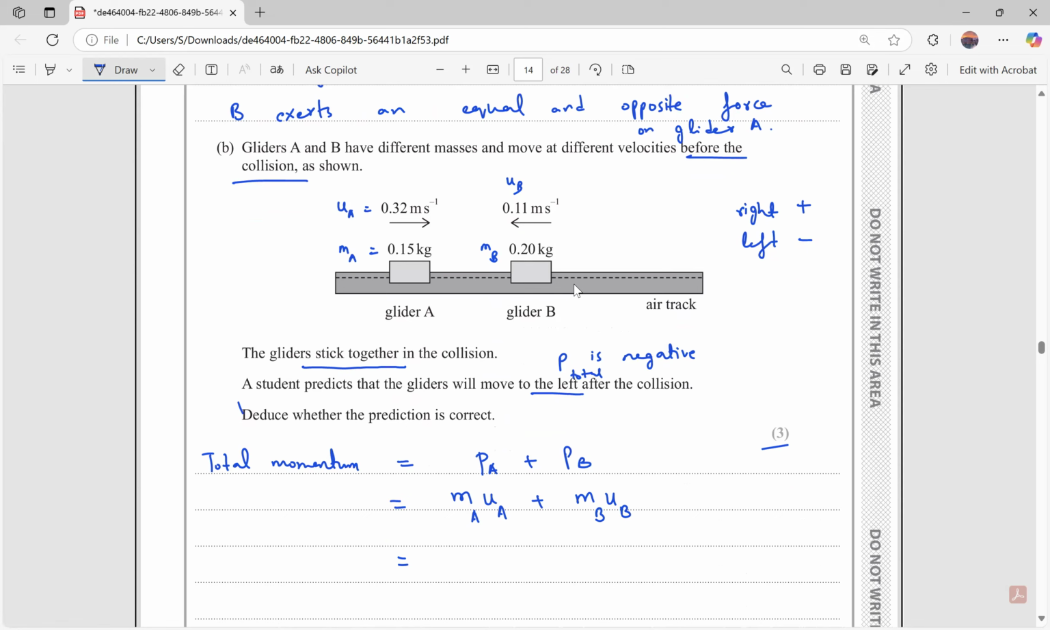Now, the mass is 0.15 times 0.32, plus 0.20 times... Important thing, glider B is moving to the left. In momentum questions and forces questions, you must be very careful with the directions. Glider B is moving to the left, that means its velocity is negative. So you will put a negative sign with 0.11 here. They will not tell you that in the question. You have to deduce that by yourself. So opposite directions, this means one of the velocities must be negative. Since my convention is right is positive and left is negative, I put negative with 0.11 because glider B is moving to the left.